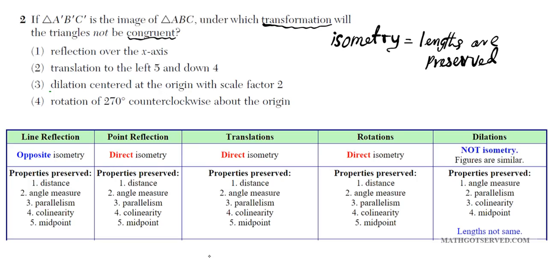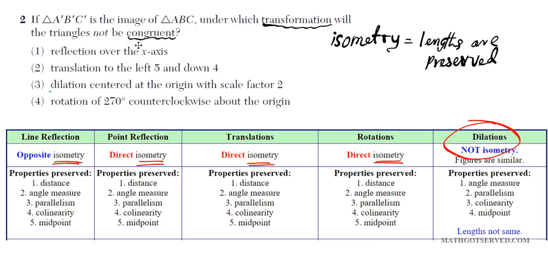So if you look at this grid that we have here, we can see that reflection is an isometry. These two reflections are isometry. Translation is an isometry. Rotation is an isometry. But dilation is not an isometry. Hopefully that makes sense. If you think about dilation, what are you doing? You are stretching or shrinking the figure. All right, so if you go over this, can you see what the answer is?